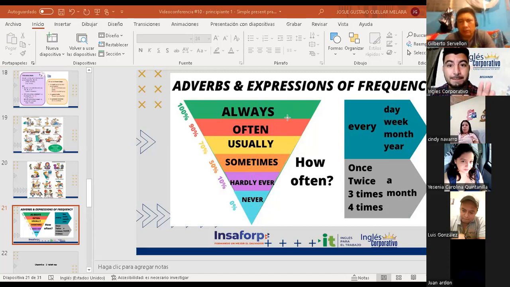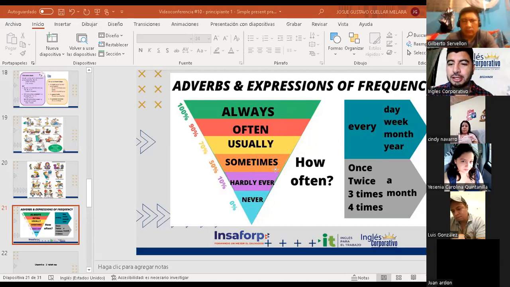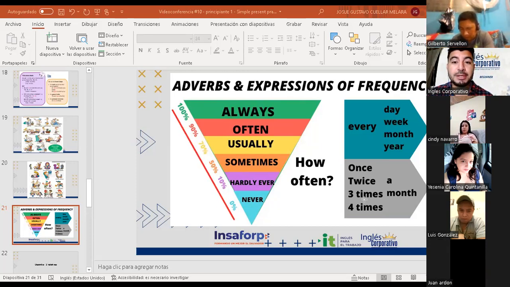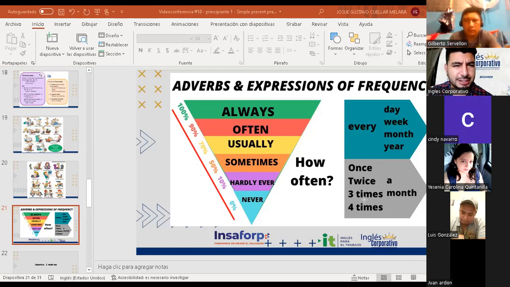Always significa siempre. Often, a menudo, usually, usualmente. Sometimes, a veces. Hardly ever, casi nunca. Y never, nunca. Por eso, si se dan cuenta, aquí tenemos los porcentajes. Here we have the percentage of the frequency that you can do an activity. Son los porcentajes de frecuencia que pueden hacer una actividad.